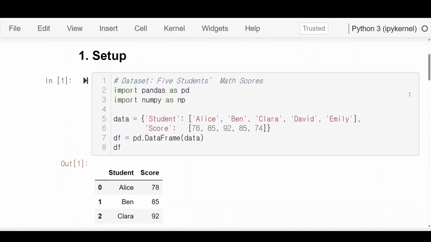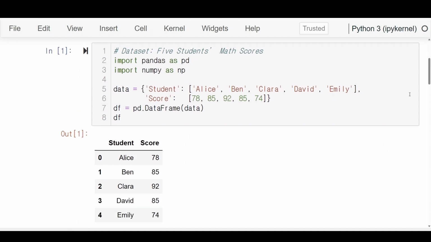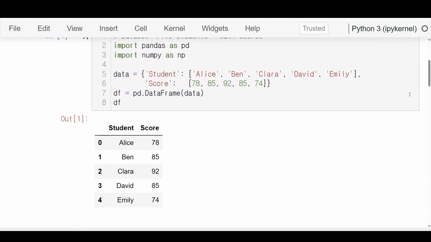First, we import pandas, which is our go-to library for table-style data in Python. Then we create a data frame called df with our 5 students and their test scores. When we run df, we see the table printed out. This simple dataset will help us focus on the math, not on cleaning data.